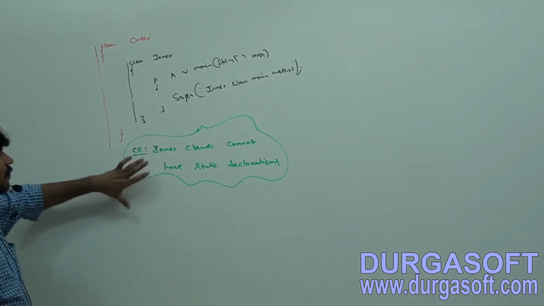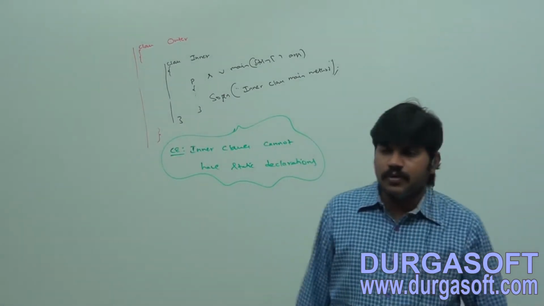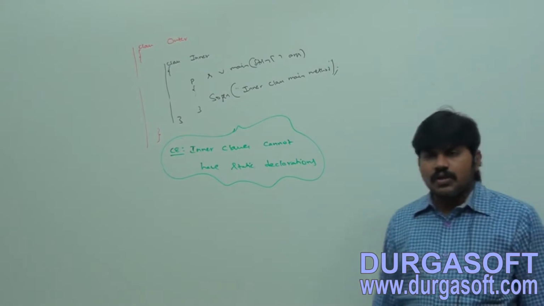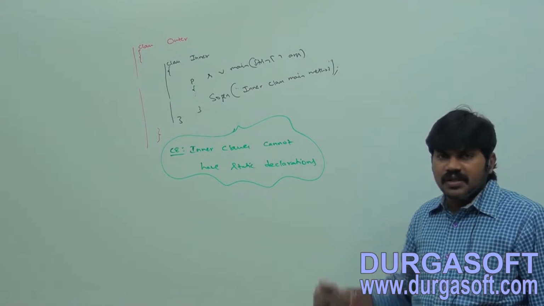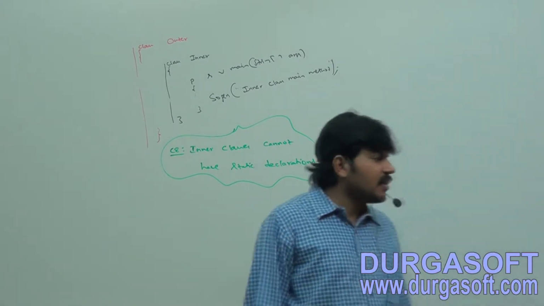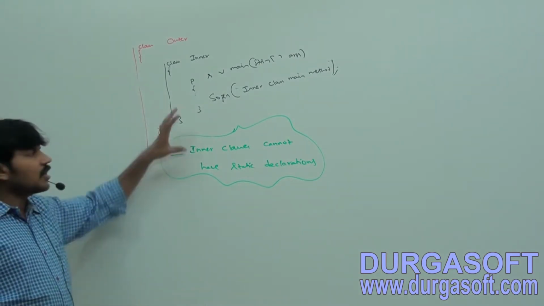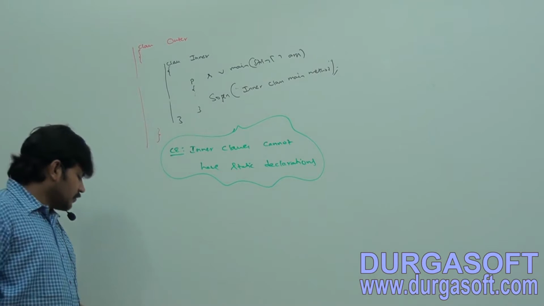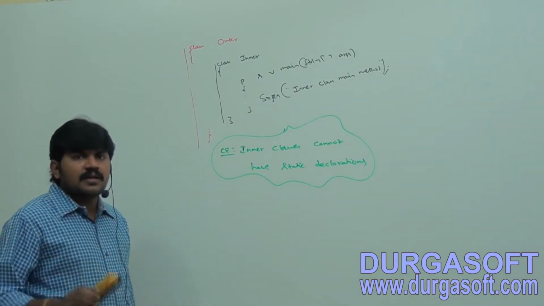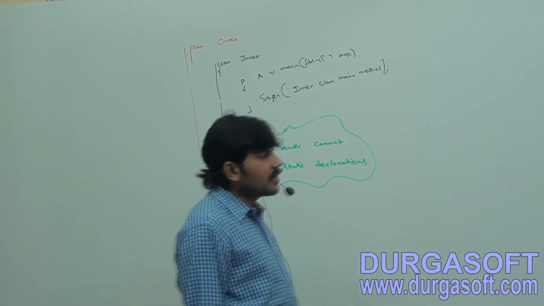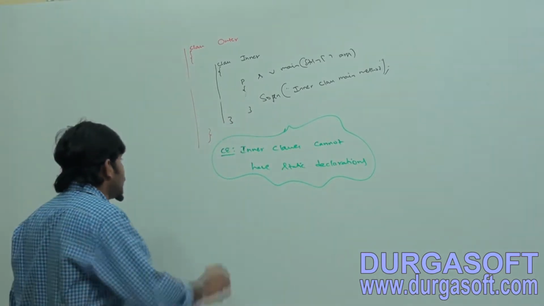Take this example and compile it. Class outer, class inner. Within the inner class I am taking main method. By mistake if you are taking main method inside inner class, you can't declare any static member. So immediately we are going to get a compile error saying inner classes cannot have static declarations.